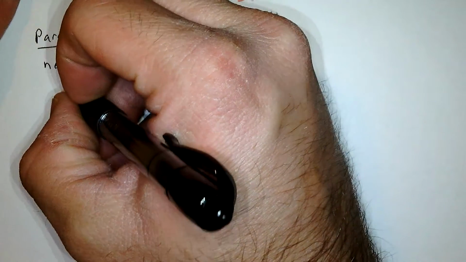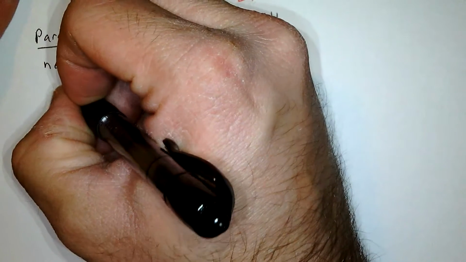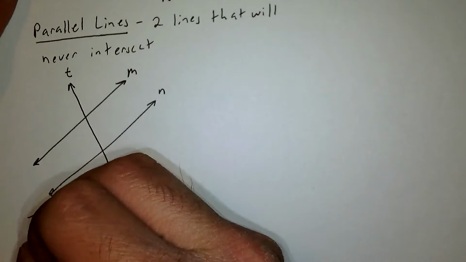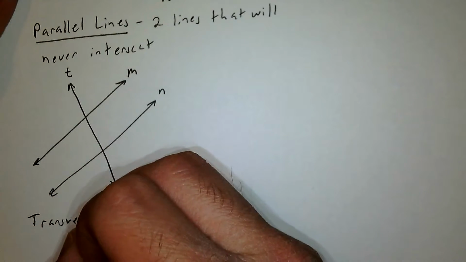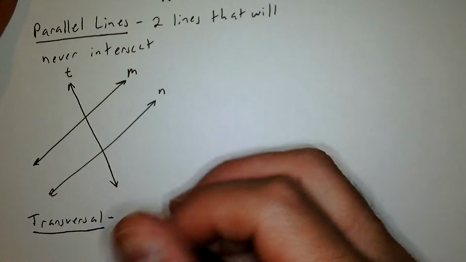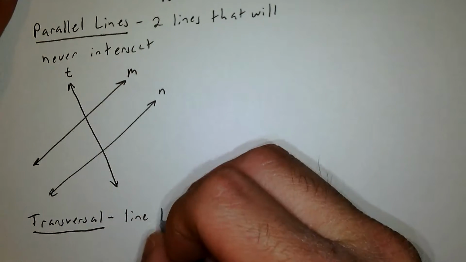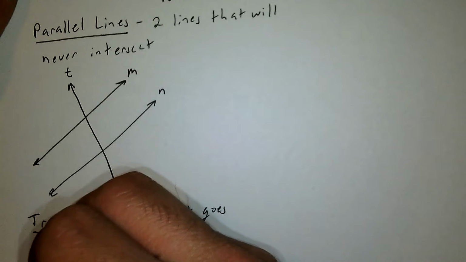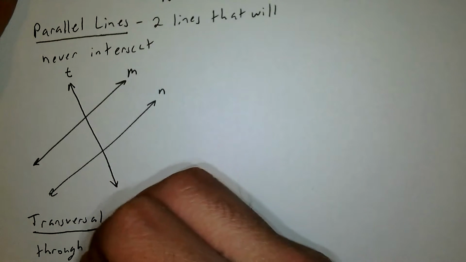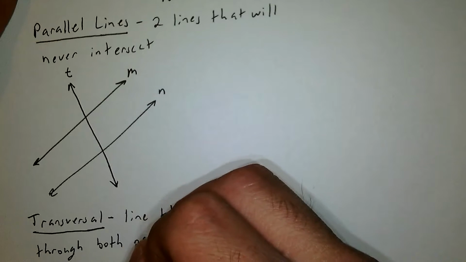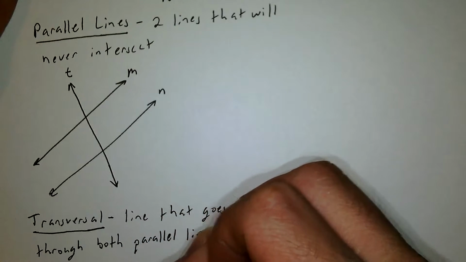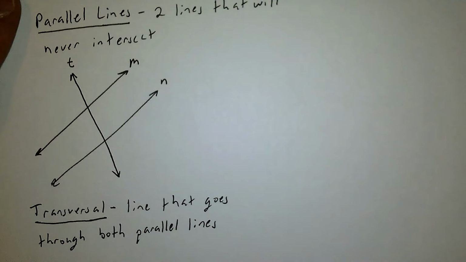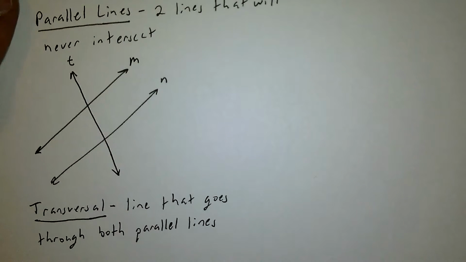Okay, what if I were to draw another line through them, like so, and I'll call that one line T. Well, that line, we would call a transversal line. And a transversal line is a line that goes through both parallel lines.